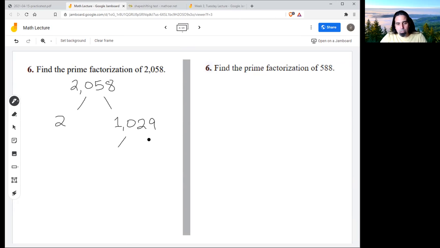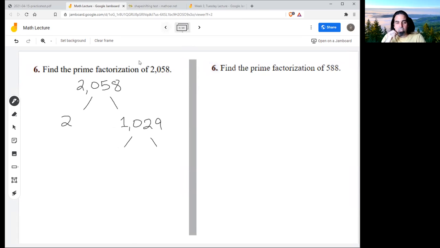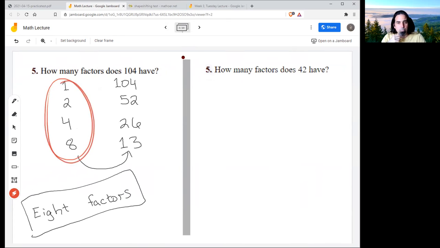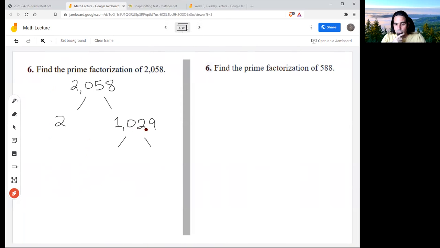Now I have to figure out how this breaks up. So I go through my list. It's the same thinking we did on this problem before. So does 2 go into it? No, it's odd. How about 3? If I add them up, 1 plus 0 plus 2 plus 9, I get 12. Does 3 go into that? Yes, 3 goes into 12, so 3 goes into this thing also. So what is that? 1029 divided by 3, and I get 343.